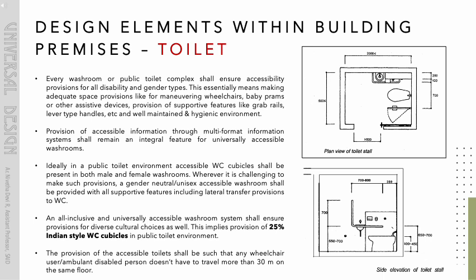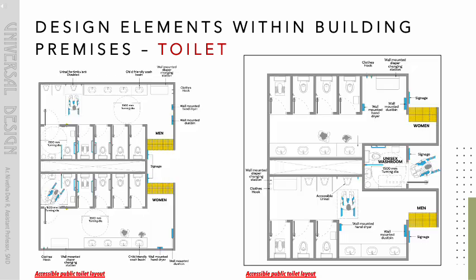An all-inclusive and universally accessible washroom system shall ensure provisions for diverse cultural choices as well. This implies provision of 25% Indian-style WC cubicles in public toilet environment. The provision of the accessible toilets shall be such that any wheelchair user or ambulant disabled person doesn't have to travel more than 30 meters on the same floor.